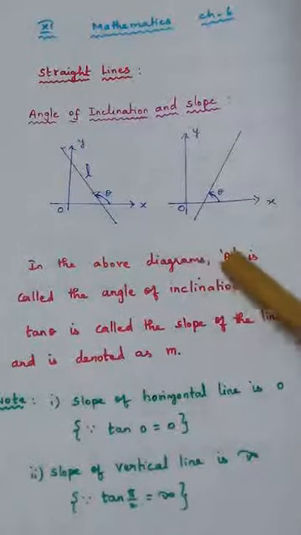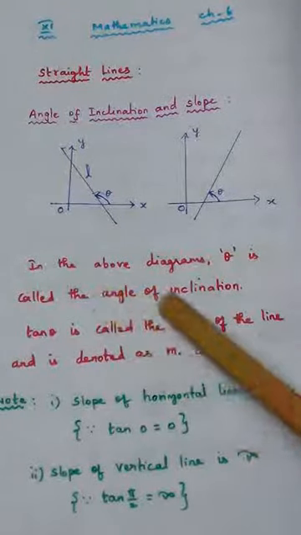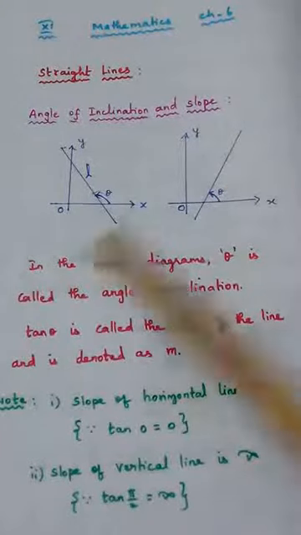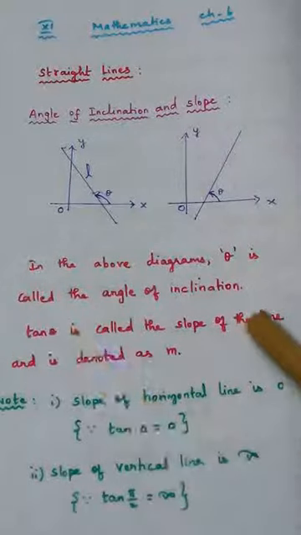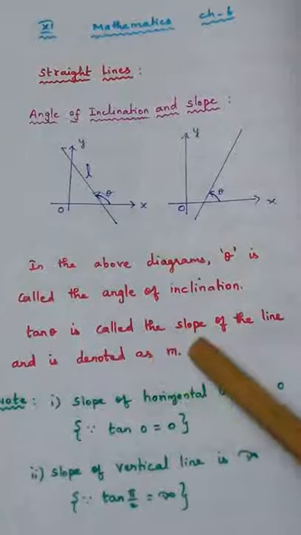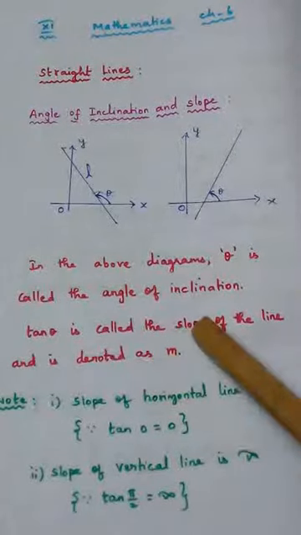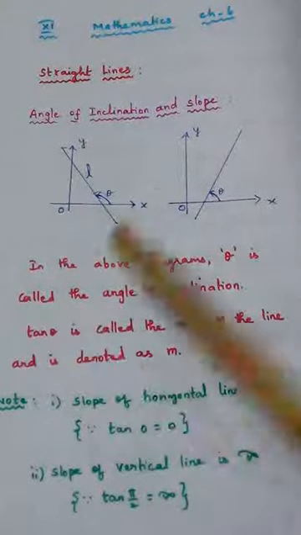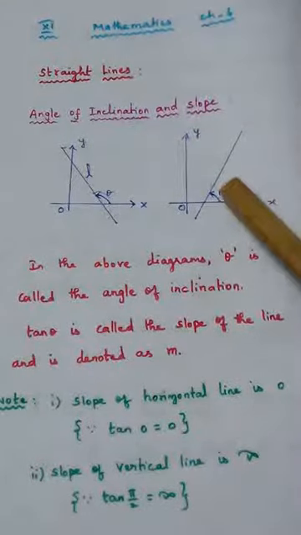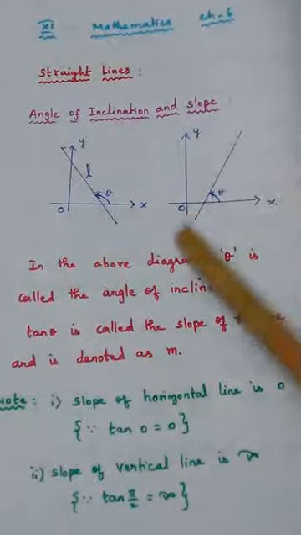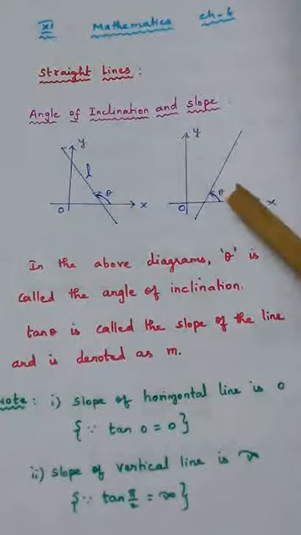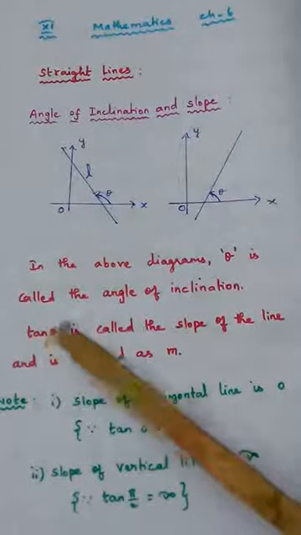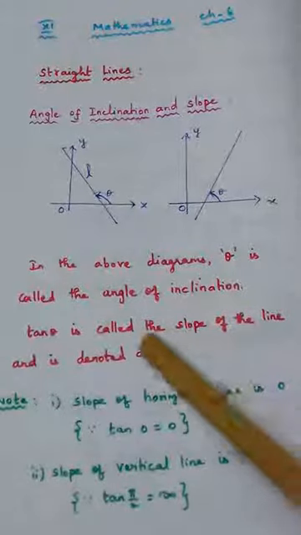Again I repeat, what is theta? Theta is nothing but angle of inclination. Meaning is the angle made by the straight line with x-axis is called as theta. And tan theta is called the slope of the line and is denoted as m. So m means slope. The formula for slope is tan theta, where theta is called angle of inclination. If we take tan for this angle, it becomes slope of this straight line. Try to understand. Theta is nothing but angle of inclination. If we take tan for this angle, that is tan theta, then it becomes slope of the line and is denoted as m.